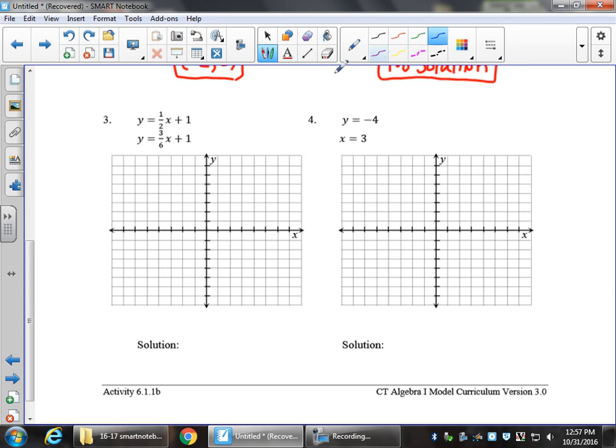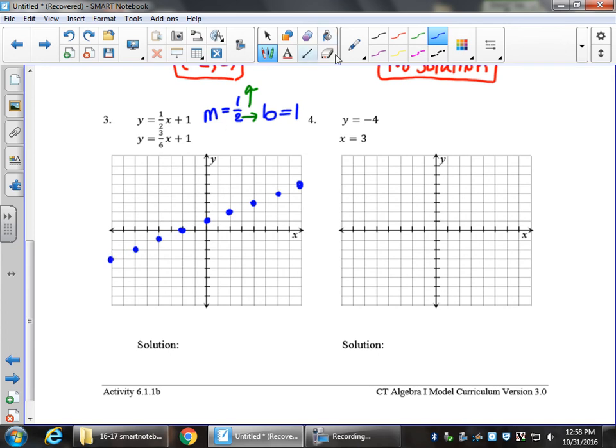Looking at number 3, both are solved for y. That's nice. Right away I can say m equals 1/2 here and b equals 1. This will be up 1, right 2. Let's plot this one first. My y-intercept is at 1. I'm going to count up 1, right 2, up 1, right 2, and so on. And then the other way, down 1, left 2, down 1, left 2, and so on. Woo, lots of points.